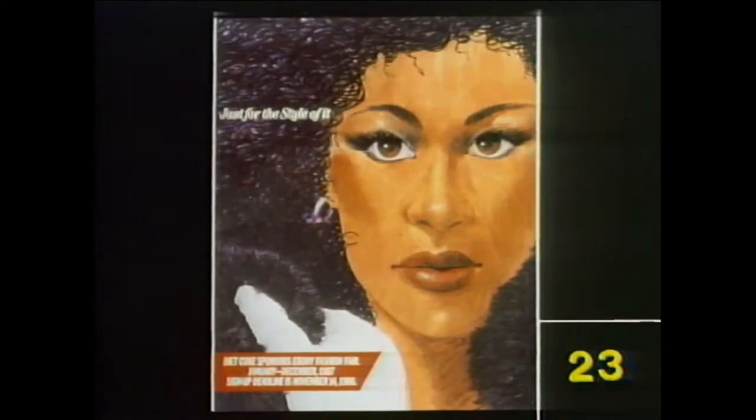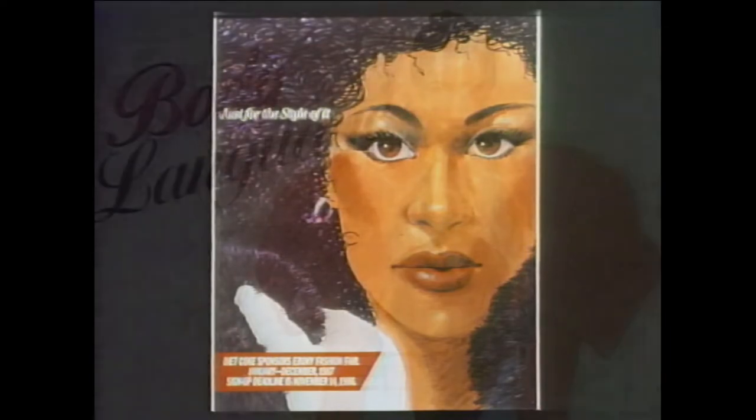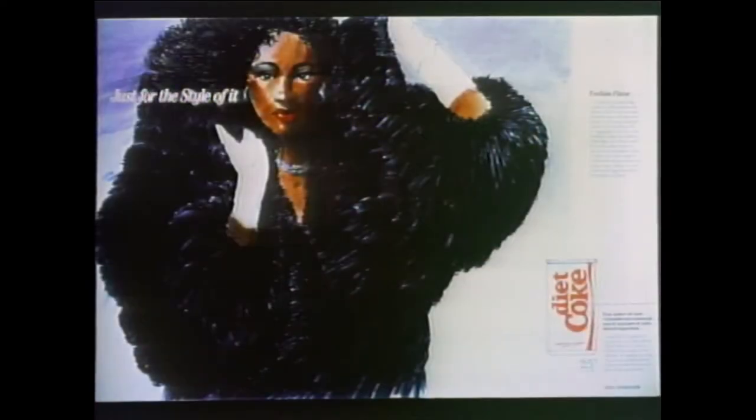The goal of this program is to make a strong, low-calorie impact in the black market for Diet Coke. In addition to announcing our sponsorship of the prestigious Ebony Fashion Fair, a four-color double-page spread in Ebony will deliver a coupon for Diet Coke.